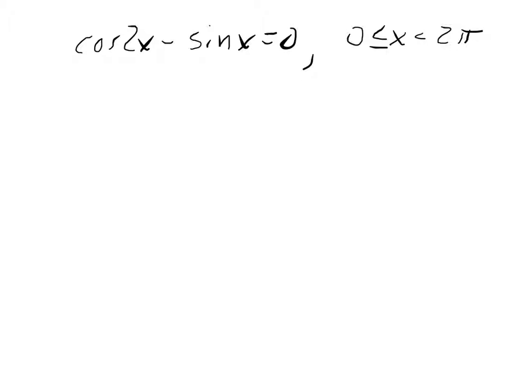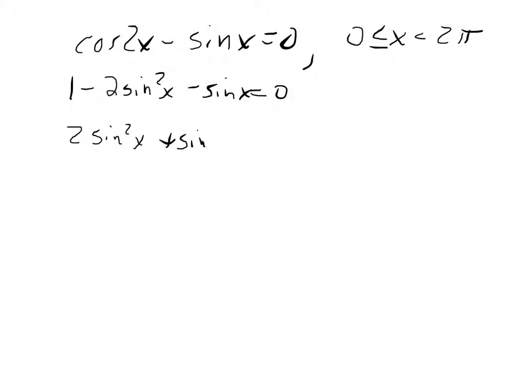So we know cosine 2x is going to be 1 minus 2 sine squared of x, minus sine x equals 0. And note, I'm asked to solve this from 0 inclusive to 2 pi exclusive. So now I'm down to here. I see I've got a quadratic expression. I'm going to multiply everything by -1 and rearrange: 2 sine squared x plus sine x minus 1 equals 0.